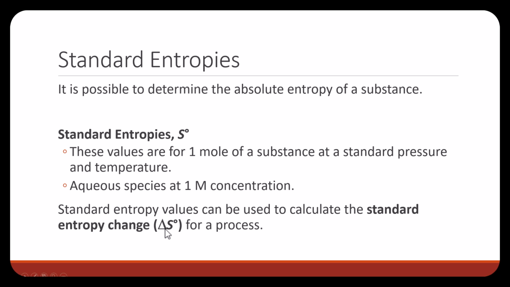So this delta symbol is just the symbol for change. And again, this degree symbol is just for standard. So we're going to look at some final time, some initial time, and then how does that entropy change? So final minus initial.